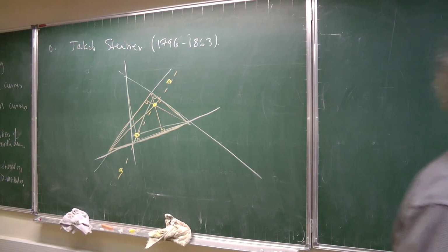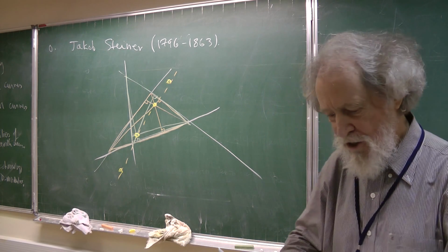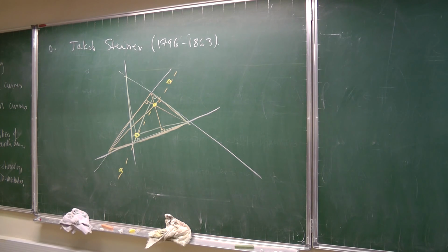So if you get bored with my talk, you can figure out a proof of that. I hope you like geometry. So that was just to give an idea of Steiner. Steiner taught for many years. He never married, so he earned a lot of money, and at the time of his death, he was a very rich man.